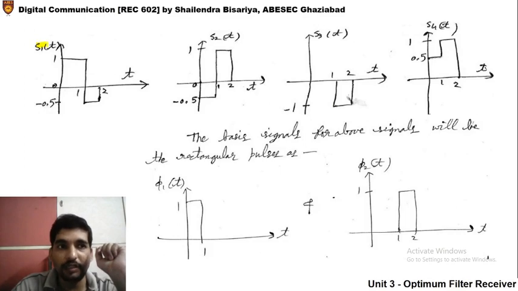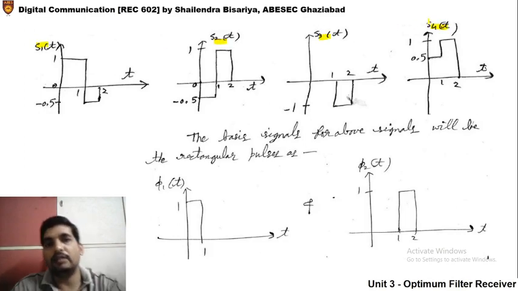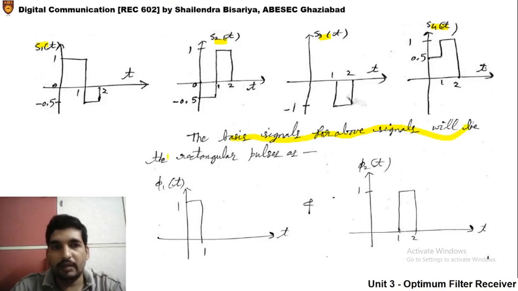These are your input signals S1(t), S2(t), S3(t) and S4(t). The basis signals for the four signals will be rectangular pulses, as we have discussed. Which type of rectangular pulses? One is shown here, which has amplitude 1 for the time interval 0 to 1, and it should not have any value in the remaining region. Am I clear? It should not have any value in this region as per the given condition.